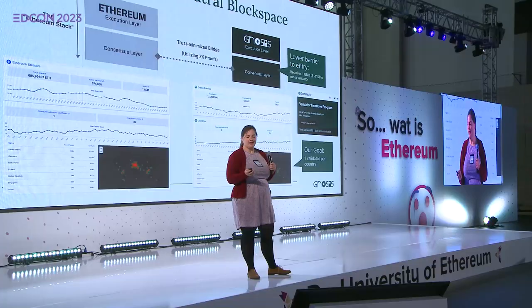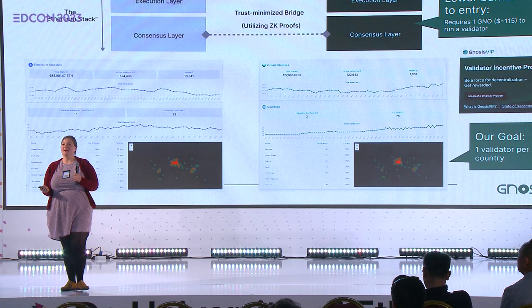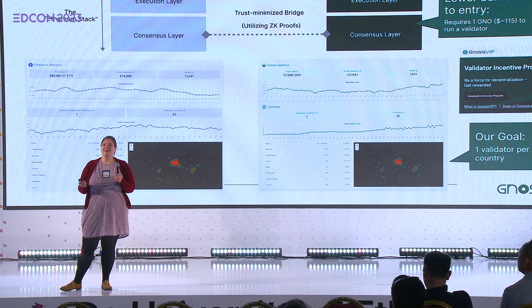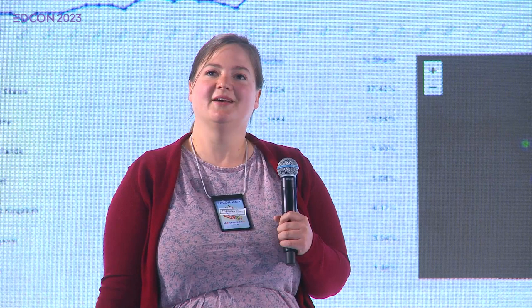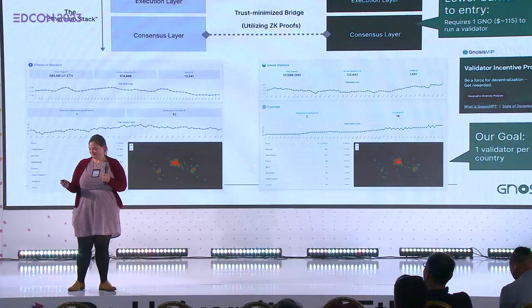We incentivize validators in regions where we are underrepresented. There's Gnosis VIP. You can look it up at gnosisvip.com. When I looked it up earlier, Montenegro was currently unclaimed. We have validators in 76 countries as opposed to Ethereum's 82, and our goal is to get to one validator per country. If you set up and reliably run a Gnosis validator in Montenegro, you can claim your reward for that.